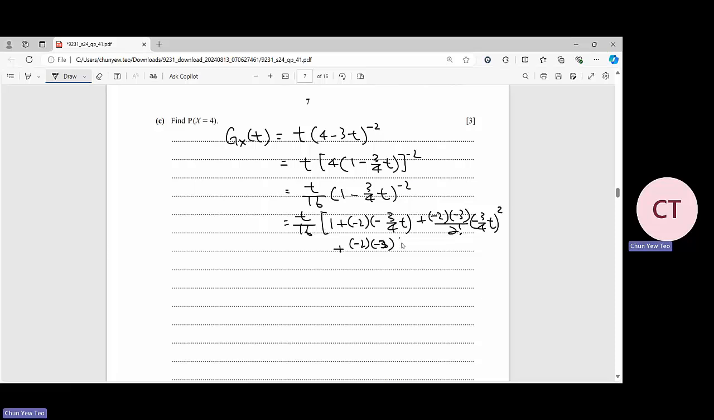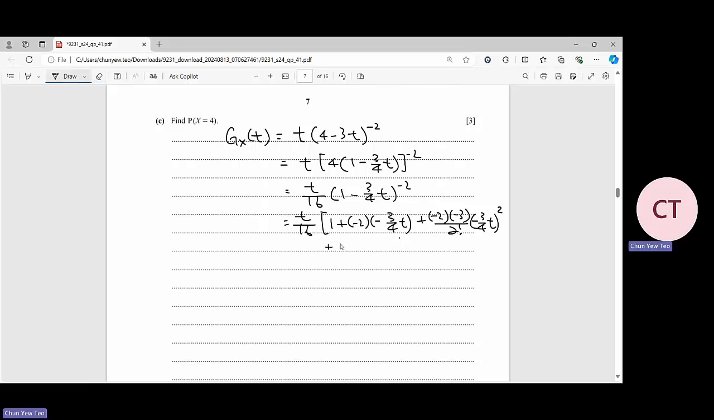but actually I do not need to list out until t power 1, t power 2. I just need to show until t power 4. Only the t power 4 will do. Okay, but never mind. We just show it since I showed it halfway already. So we just show it.